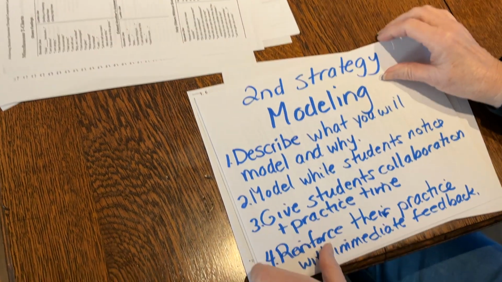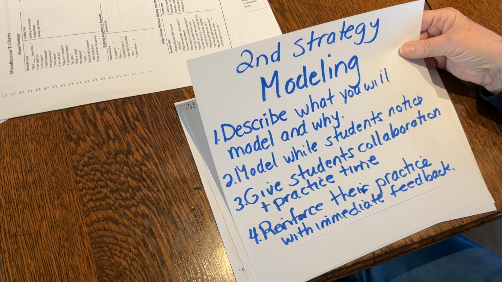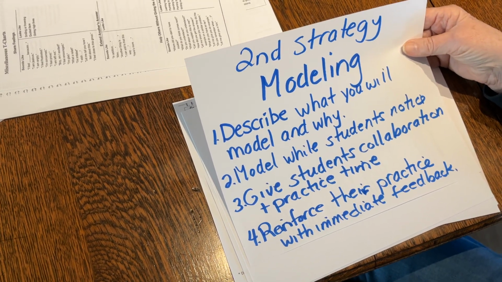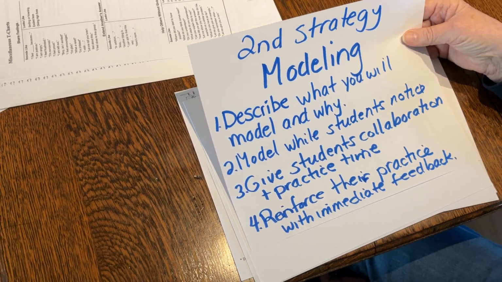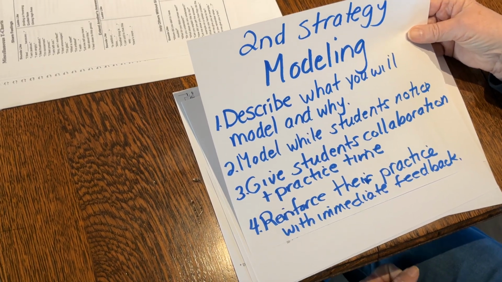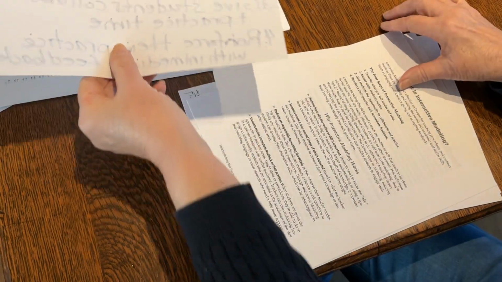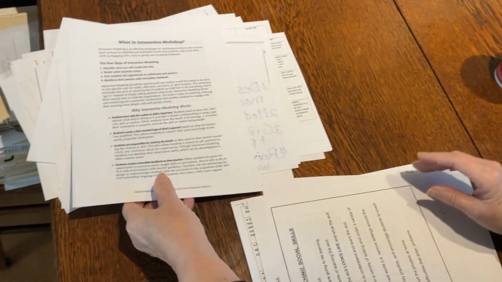The second strategy is modeling. And it's another way of teaching it. Describe what you will model and why you're modeling it. Model it while students notice and they observe. Give students collaboration time and time to practice it, and then reinforce their practice with immediate feedback. And there's literature on that as well. What is interactive modeling?